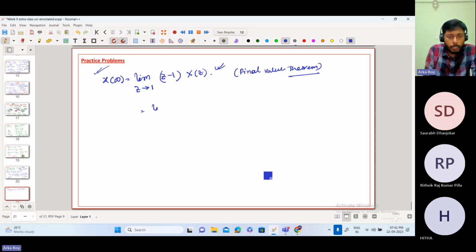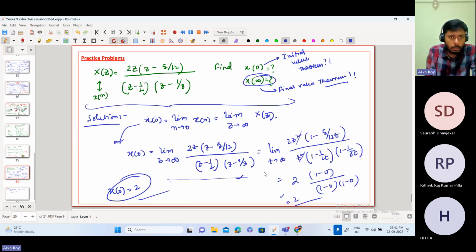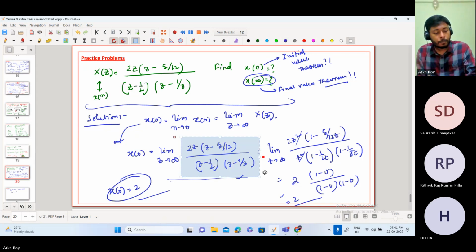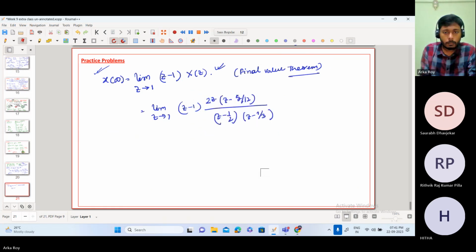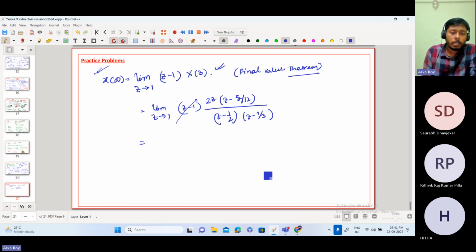So this will be limit z tending to 1 of z minus 1, followed by that whole relation. So this is the relation, and over here you cannot do much. Even if you put z equals to 1 everywhere, this particular factor will make the limit 0, so the output will be 0.